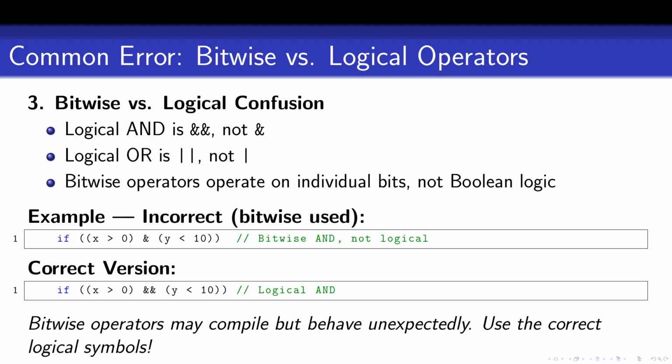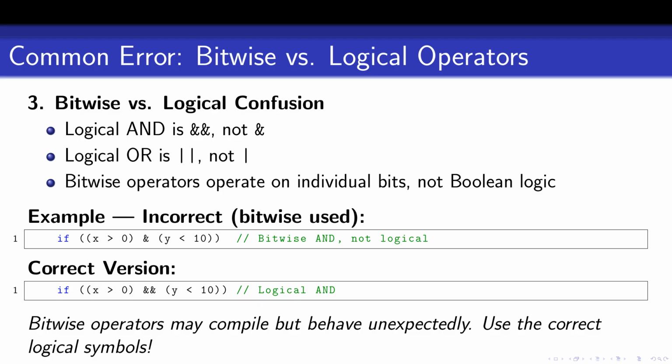One easy-to-make but serious mistake in C programming is confusing bitwise and logical operators. The logical operators, double ampersand and double vertical bars, are used for combining Boolean conditions, like checking if a value is in a certain range. The bitwise versions, single ampersand and single vertical bar, are meant for low-level manipulation of bits and are not interchangeable.